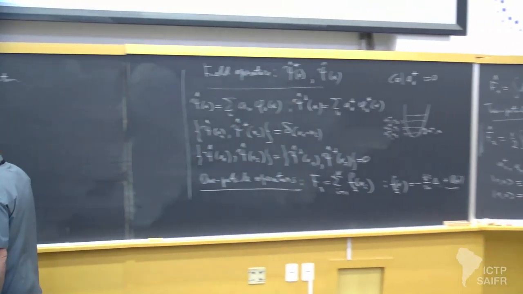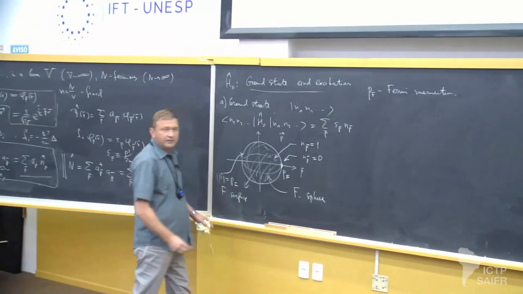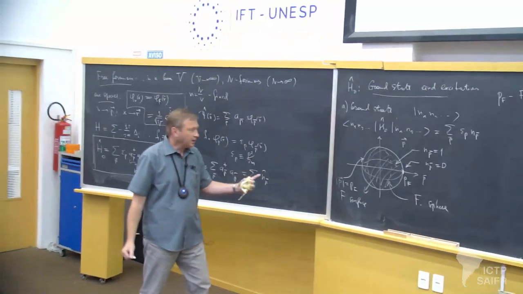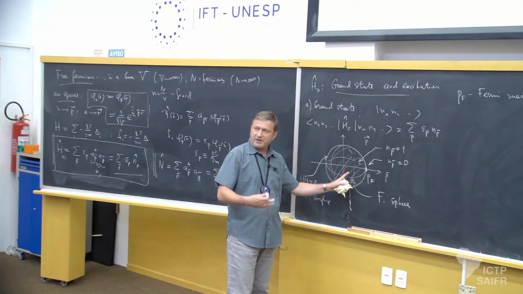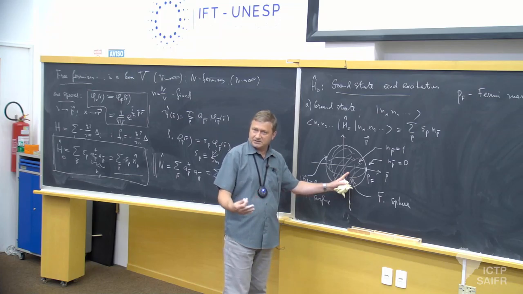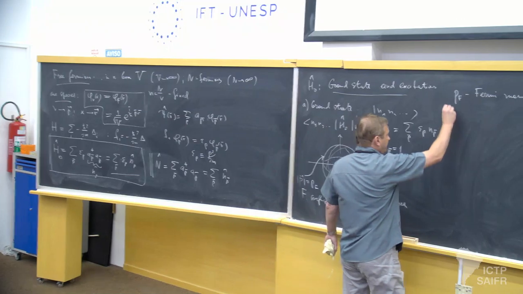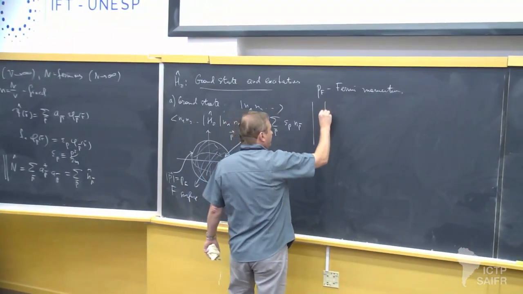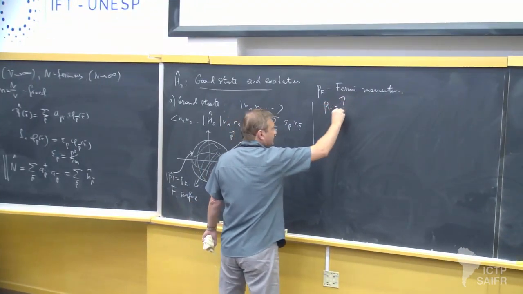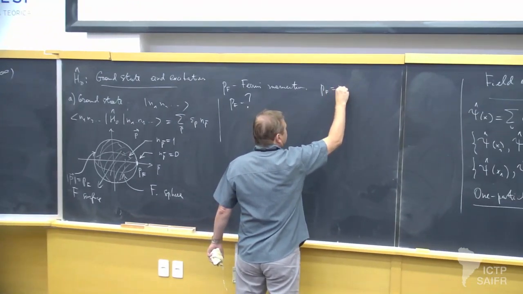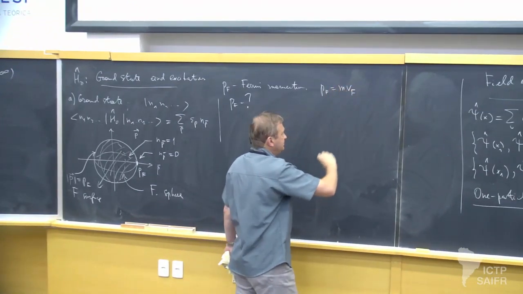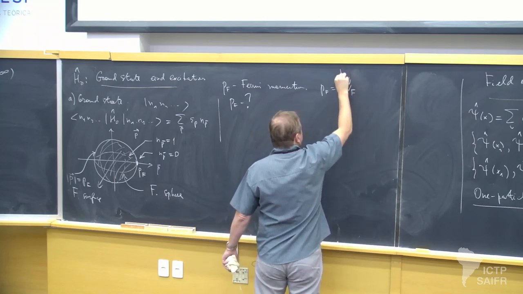So let's now find what this p_F is for a given N. Here you see single particle states, and it's simply a matter of counting the states that you have in your system. So in our case, how can we find p_F? Also, you can write p_F as mass times v_F, some velocity, and this is the Fermi velocity.